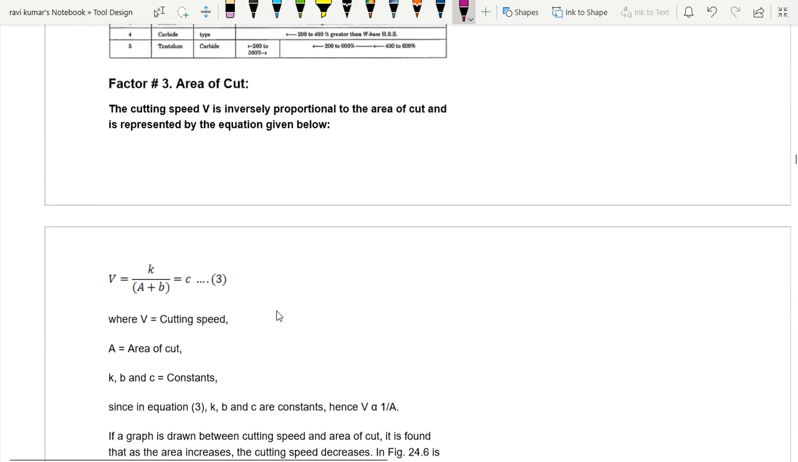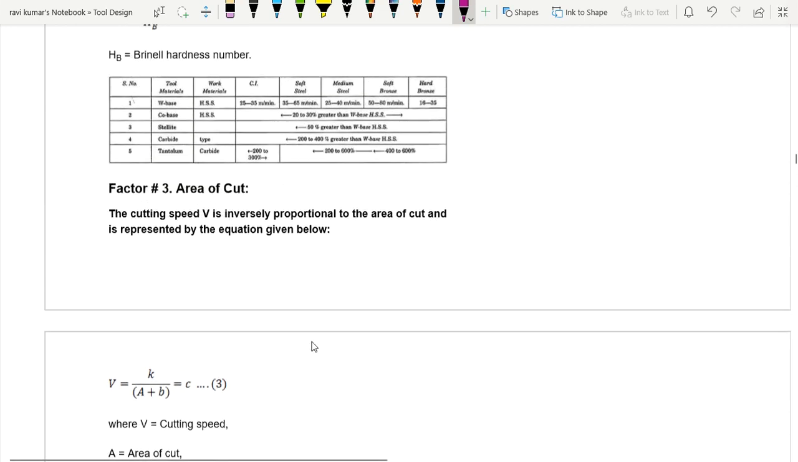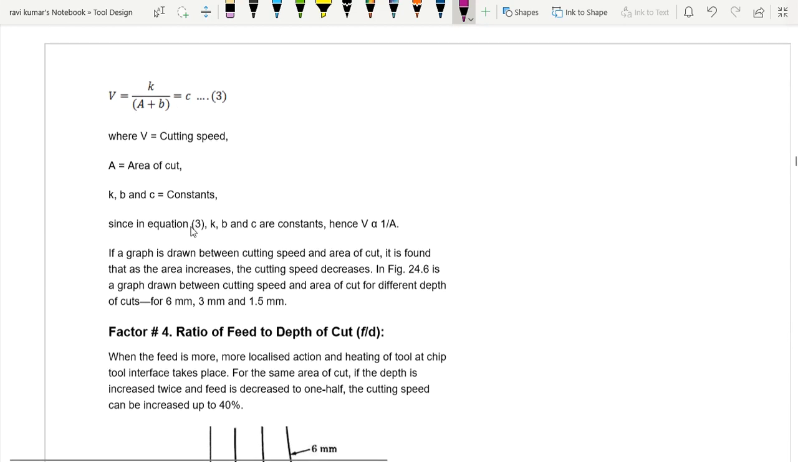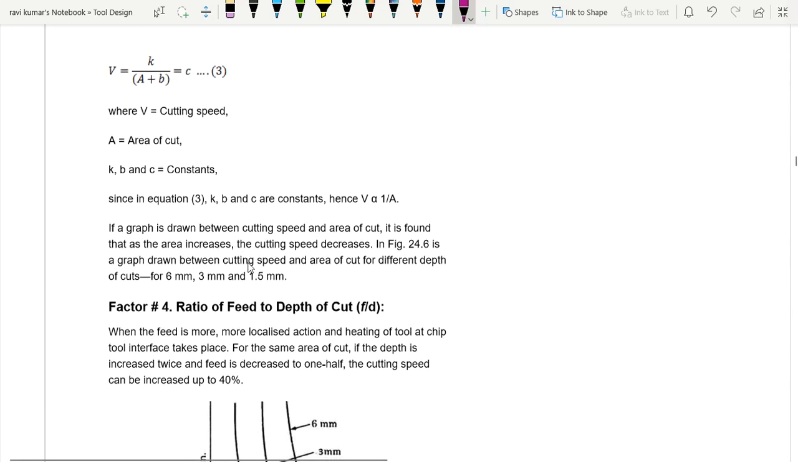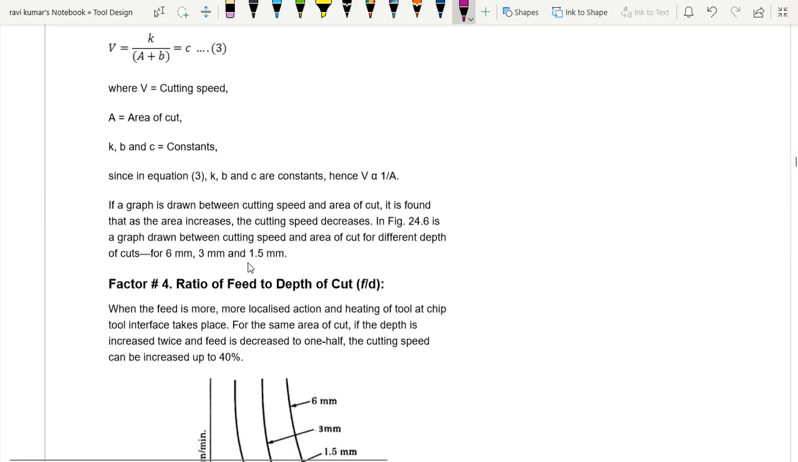Next, factor 3, area of cut. Once the area of cut is increasing, the cutting speed decreases. We may find an equation: V equals K by A plus B equals C, area of cut KB. So more is the area of cutting, we should understand that we have to reduce the cutting speed so as to have more tool life.